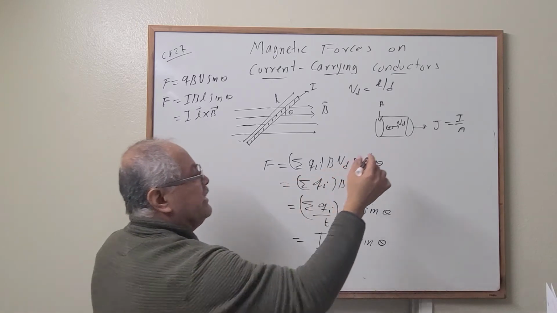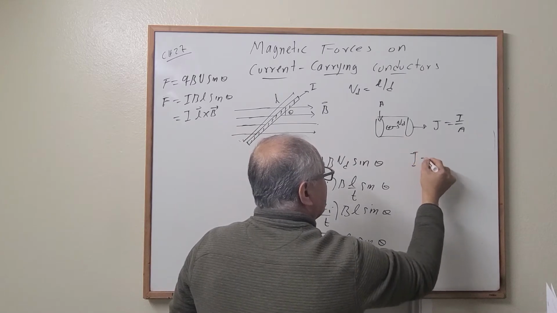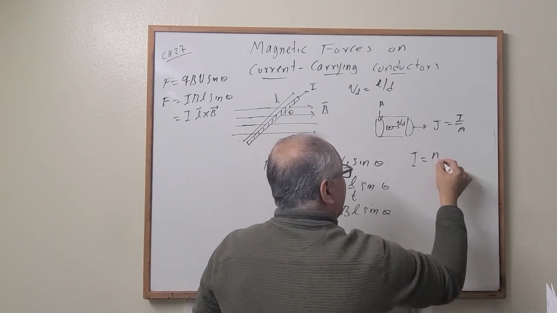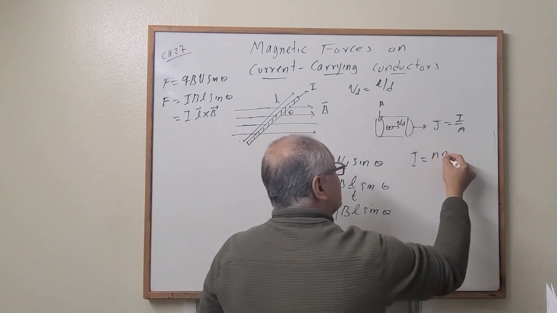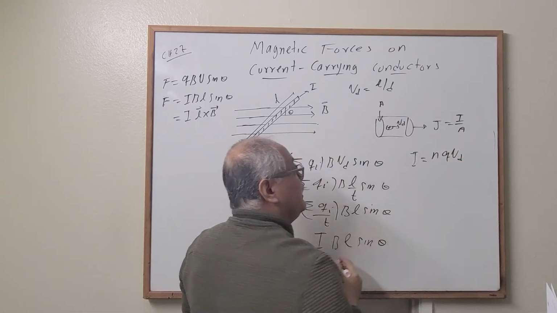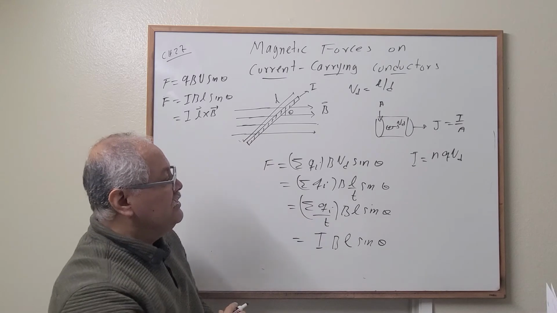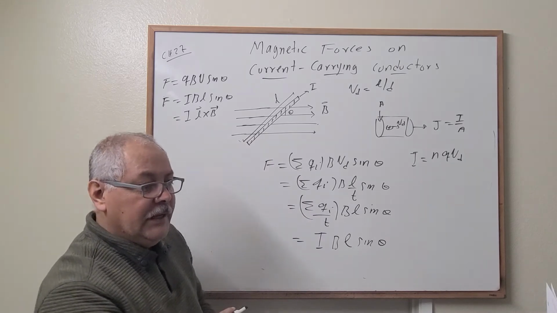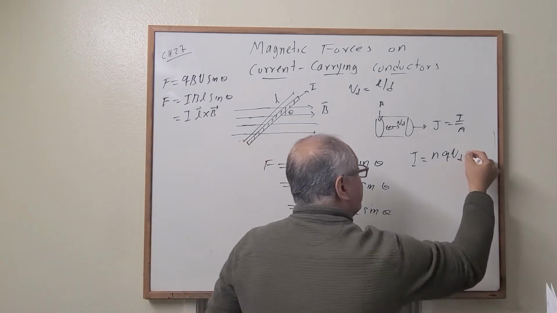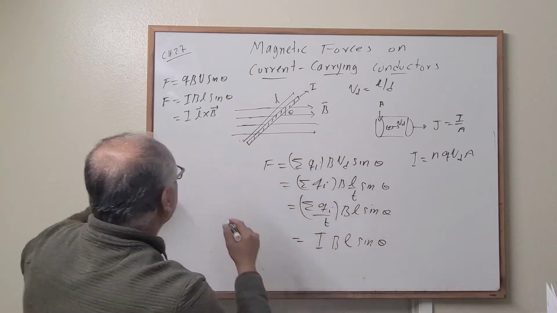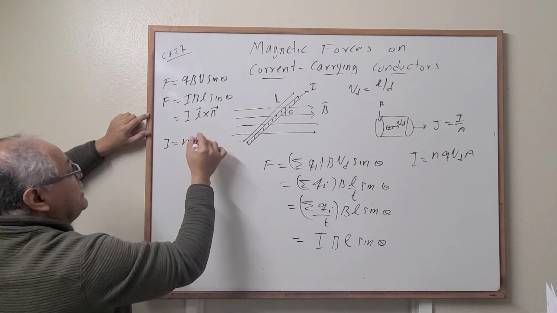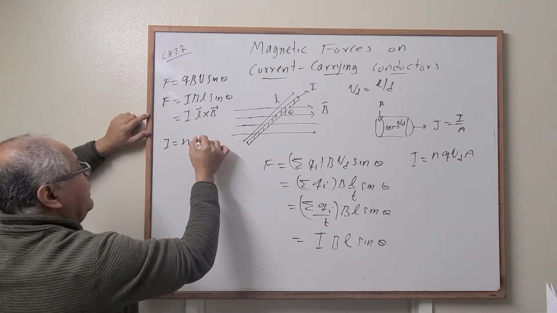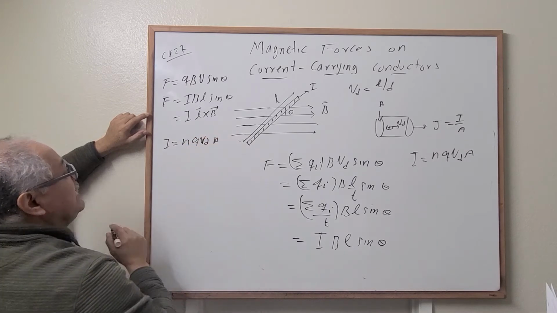Also right here, remember, in this case, the current is equal to N, the number of particles per unit volume, times the charge, times the drift velocity, and times the area. Great. So in this case, the current is going to be N times charge times drift velocity times the area.